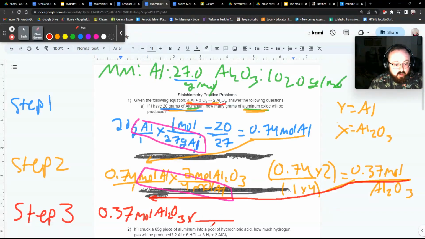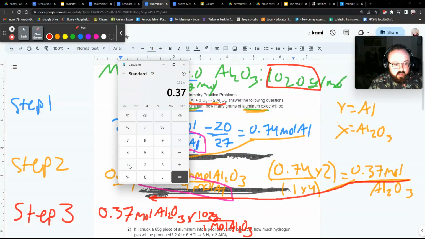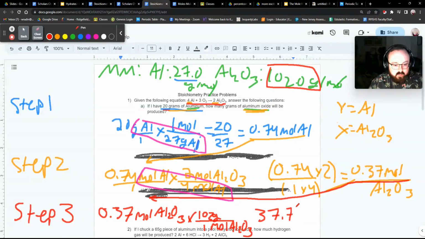We're going to put my moles down here on the bottom, my grams on top, my molar mass, my 102, is glued to the grams. 102 over 1, and we end up with times 102. We get 37.74 grams of Al2O3. So it should make sense that we started with 20 grams, but our product, we ended with 37.74. So we started out with 20 grams and ended up with 37.74 grams.